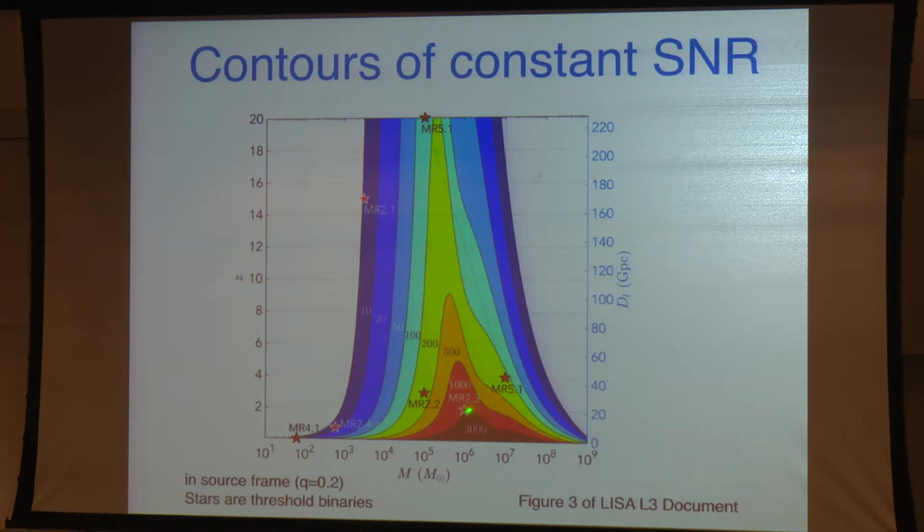So the little red stars here are these threshold binaries. And if I understand correctly, and please correct me if I'm wrong, these are the things that we say, all right, we need to be able to detect these. It's the minimum requirement we want to place on our models and the data. So you can see it goes out to z equals 20.